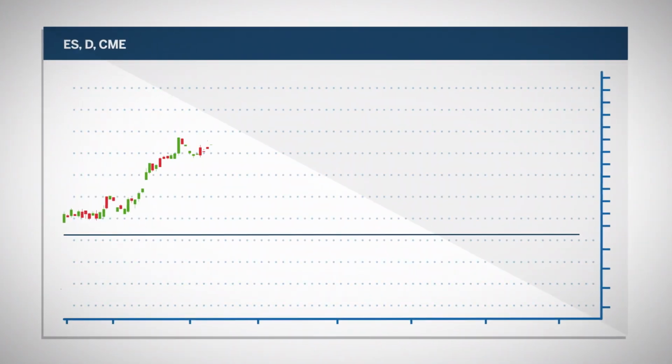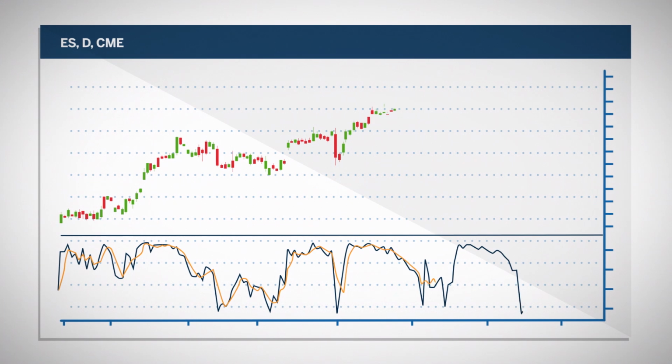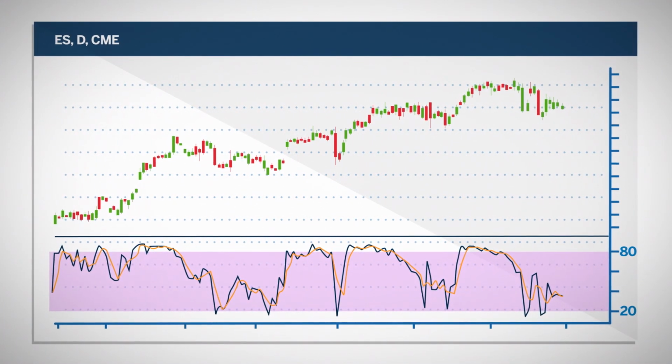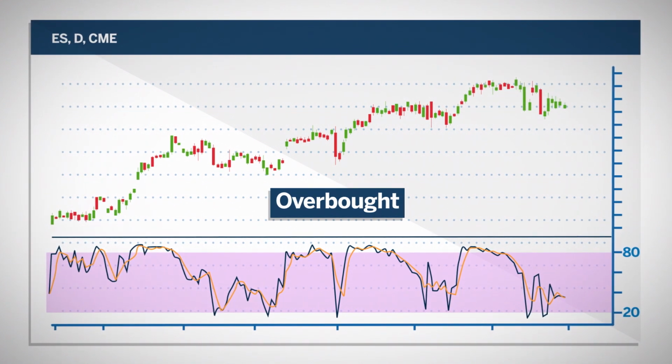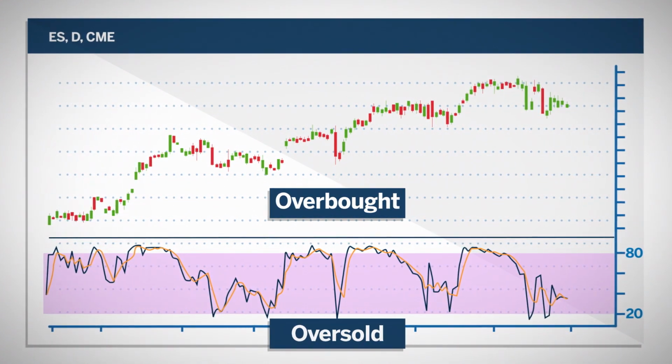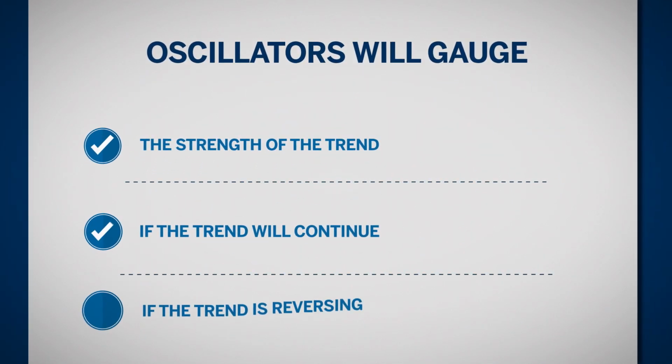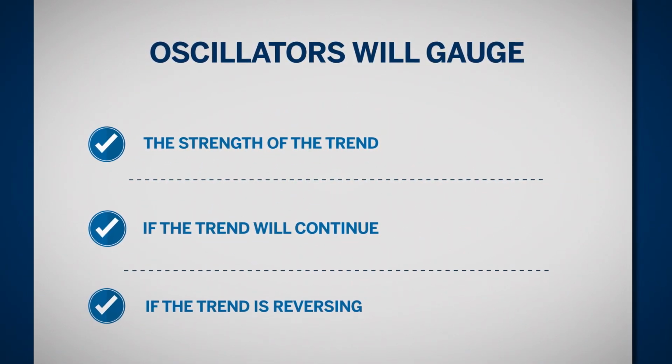Entry signals are created by the two lines on the indicator, called the K and D lines. Typically, a reading over 80 is considered to be overbought, and a reading below 20 is considered to be oversold. Oscillators use price history to gauge the strength of the trend and if the trend will continue in the near term or may be getting close to reversing.